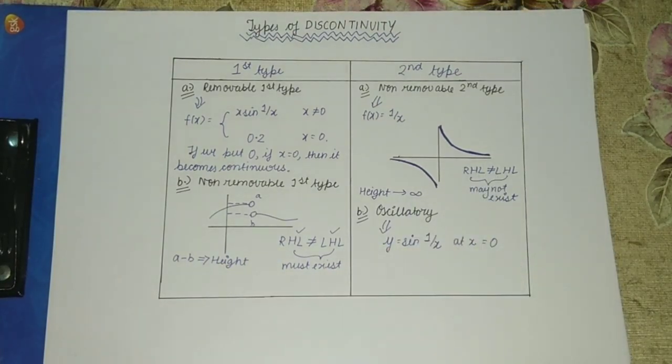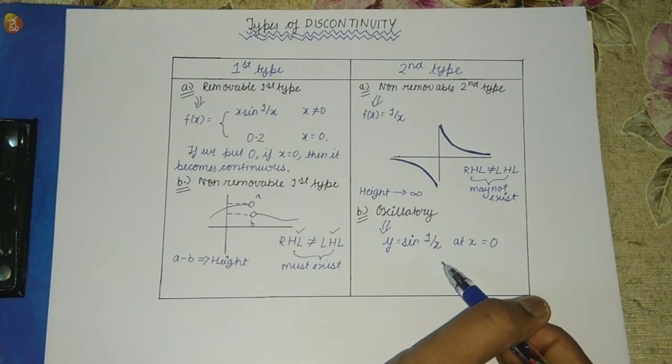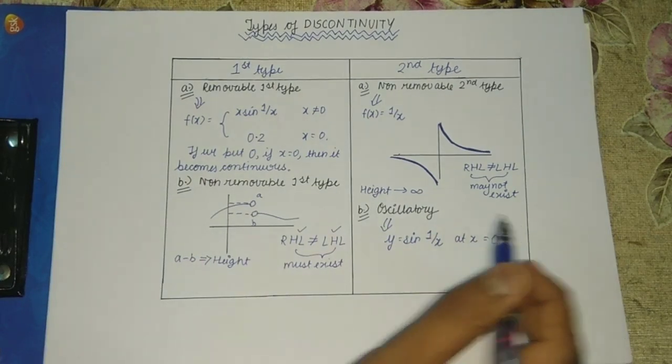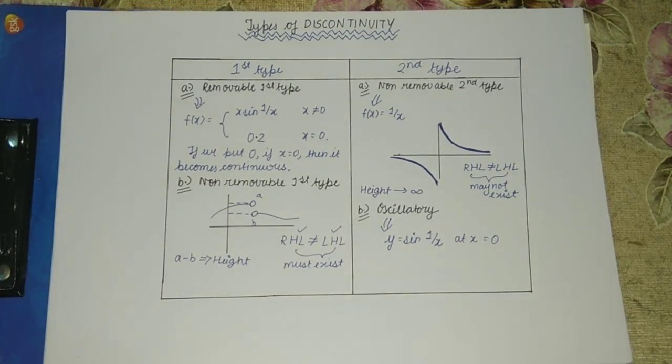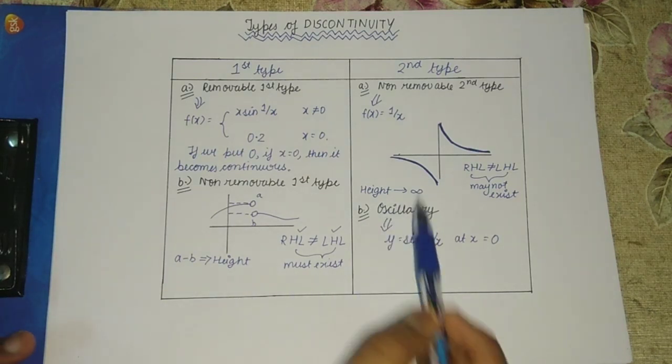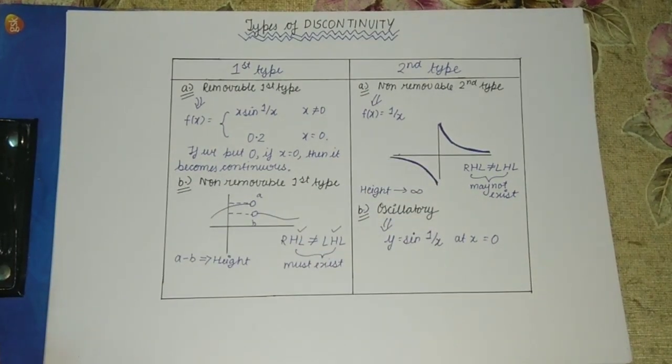Now let's look at the oscillatory second type discontinuity. We have taken a function y is equal to sine 1 by x to demonstrate it. The value of sine 1 by x when x approaches 0 from either side fluctuates very fast as we approach 0. Okay, so therefore this is an oscillatory second type discontinuity.